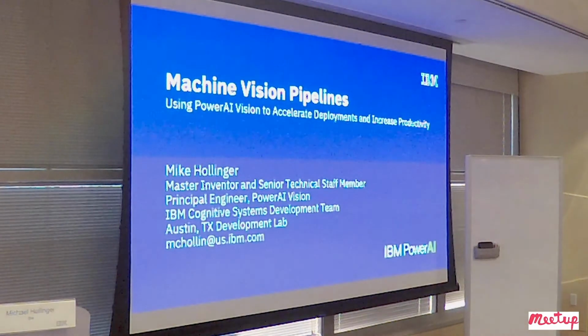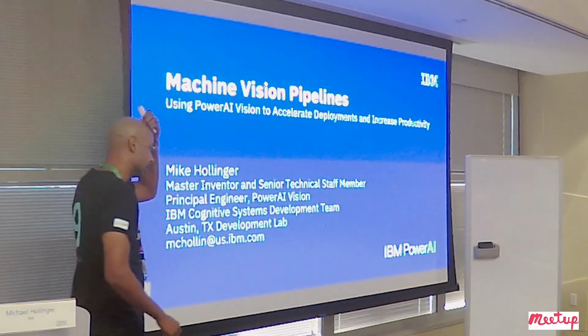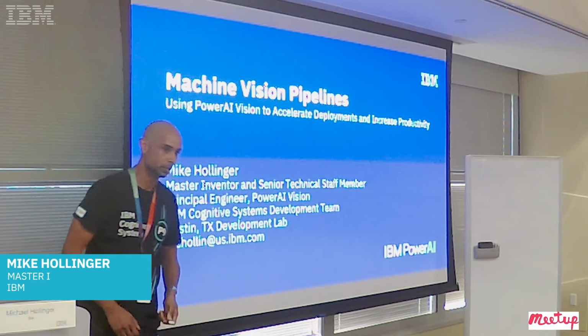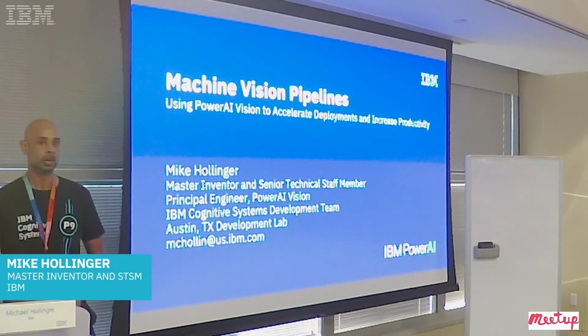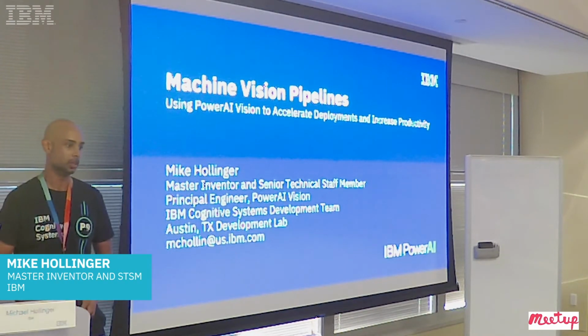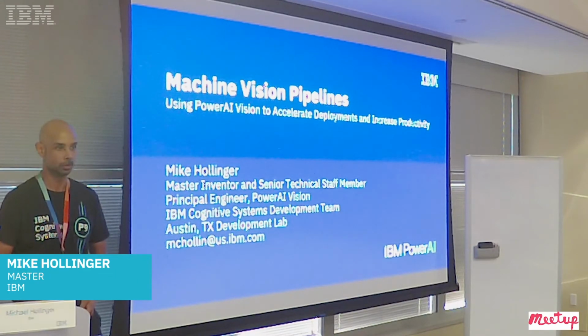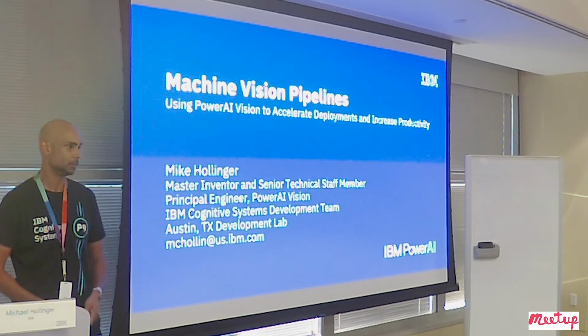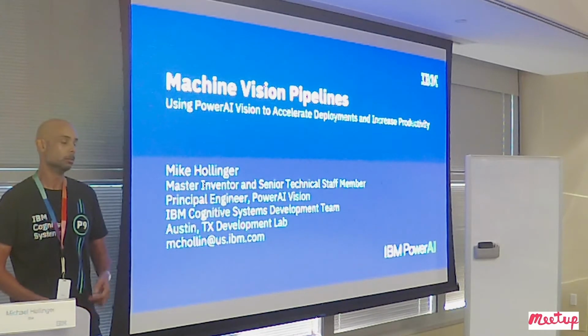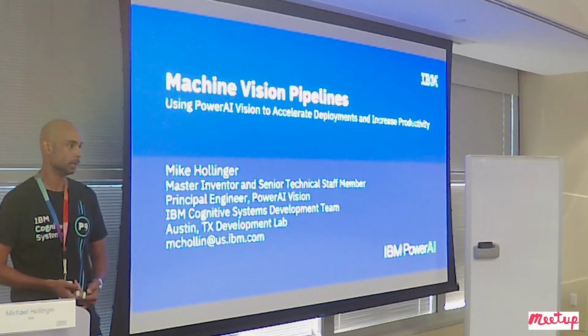Yeah. So my name is Michael Hollinger. I'm actually one of the team leaders for a product that's called Power AI Vision. I've worked at IBM in a bunch of different roles over the last 13 and a half years or so. I've actually worked out of Austin for most of that, but I've had a chance to work out of IBM Taiwan as well for a couple of year assignments.